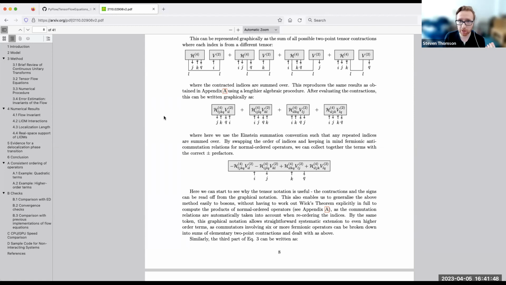So for very small systems, you don't gain anything from running on a GPU. In fact, for a system of less than maybe 10 sites, I think it's slower to run on a GPU. But once you get up to 20 sites, 30, 40, 50, then GPUs become orders of magnitude faster than running it on a CPU.